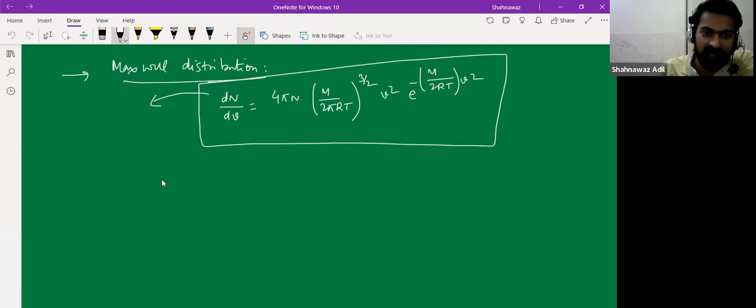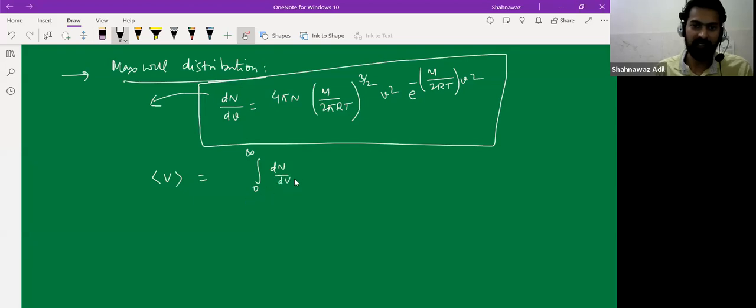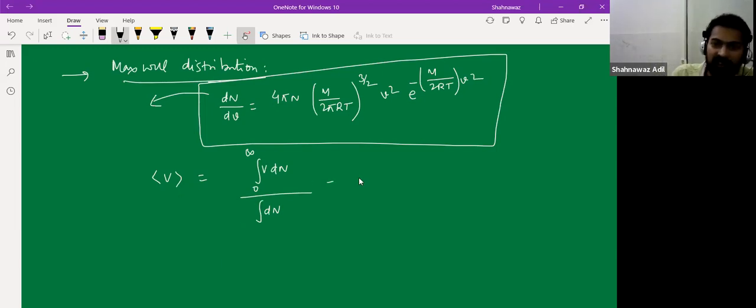So the average velocity is defined like this. This is some notation, right? And the average is defined like this. So you have dn by dv, and let's say you have dn, the probability, and the average, and then dn. So this is how you define the average. So this is the average velocity.